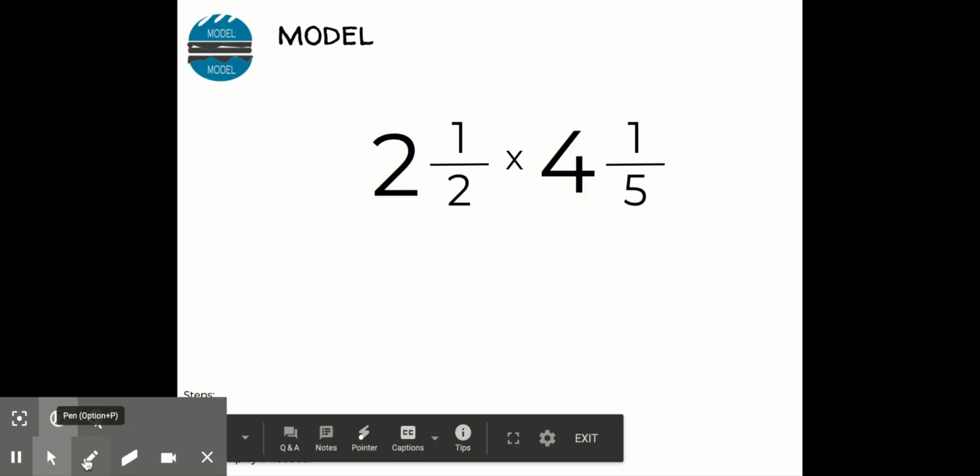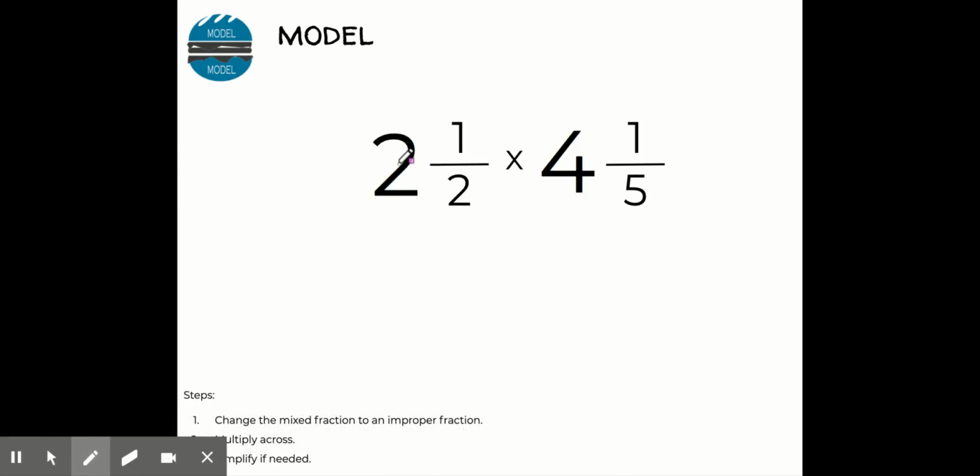Let's try one more example. 2 1/2 times 4 1/5. So let's change these to improper fractions. 2 times 2 is 4, plus 1 is 5. Keep the same denominator. 4 times 5 is 20, plus 1 is 21. Keep the same denominator. Now I multiply straight across.